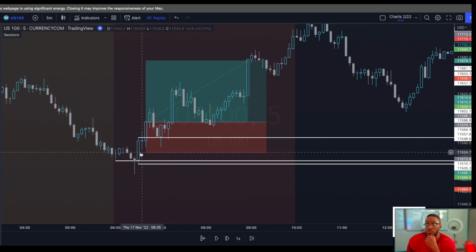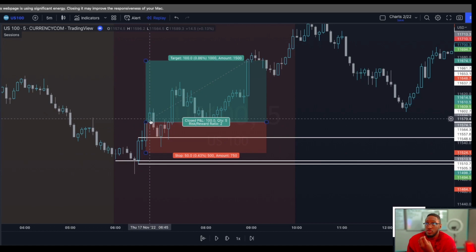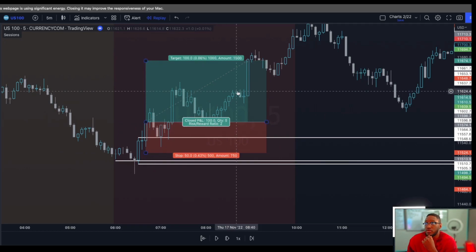Where did this candle close? This candle closed underneath in my range. So I'm not taking a buy signal here. I want to look for a strong confirmation of momentum. So I'm taking this signal here with my 50 point, 100 point strategy.